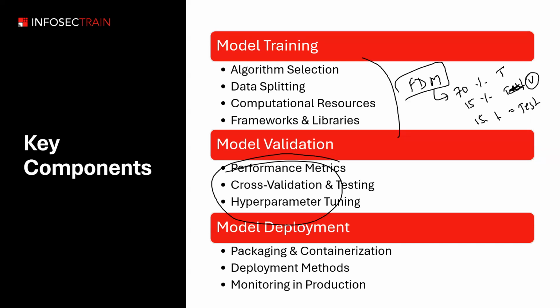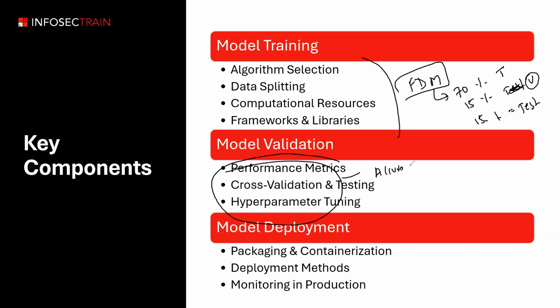That's a question. Model validation is the most important part of building a model. The first part is performance metrics. Now, what are performance metrics? We use metrics like how accurate.